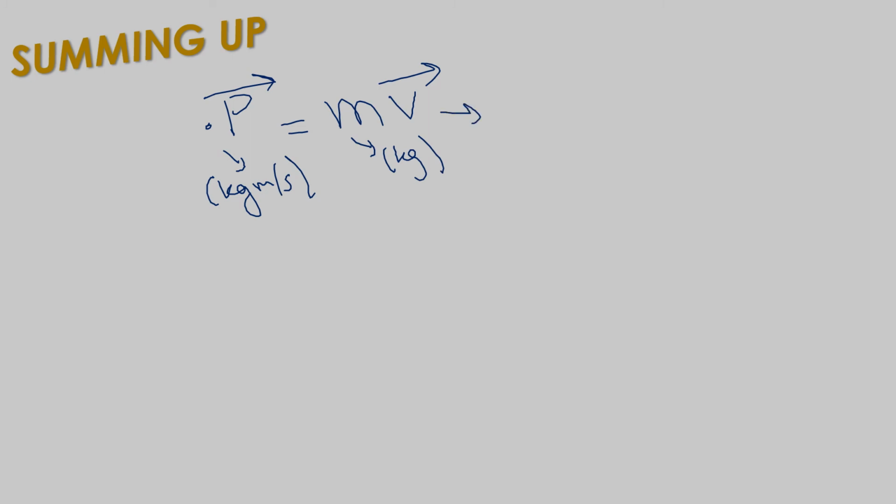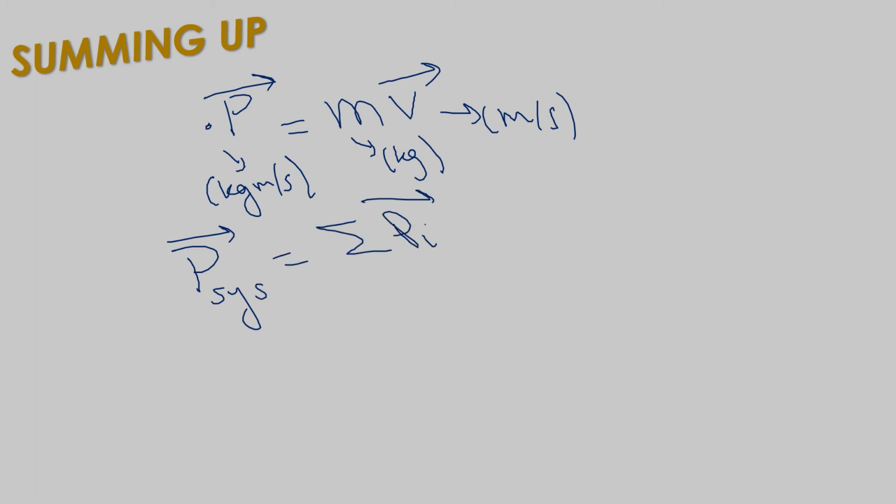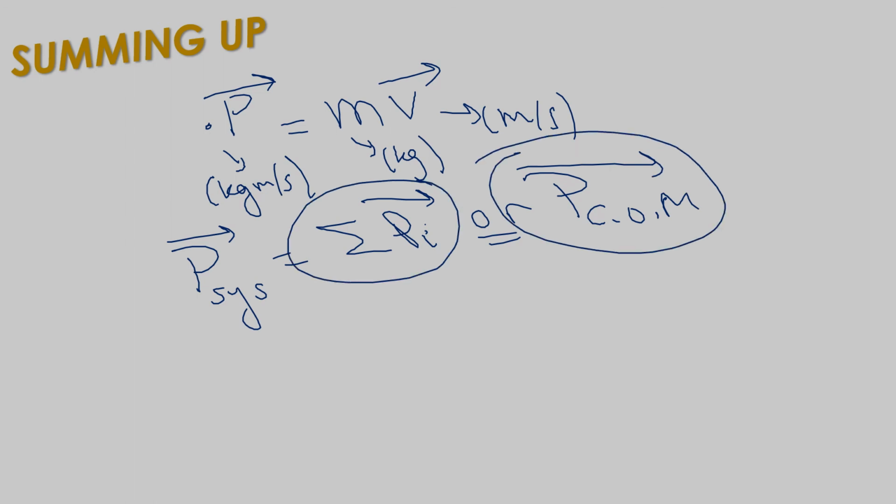Summing things up, we have seen that P equals m times V as vectors. We have seen that P is in kilograms meter per second, mass is in kilograms, and speed is in meters per second. We also have seen that P of a system is nothing but the summation of Pi, just add the vectors of the other momentums, or we can simply say P of the center of mass. Now this or that, they are both alike. It all depends on the situation and the problem that you are solving. Okay? That's all concerning this session.